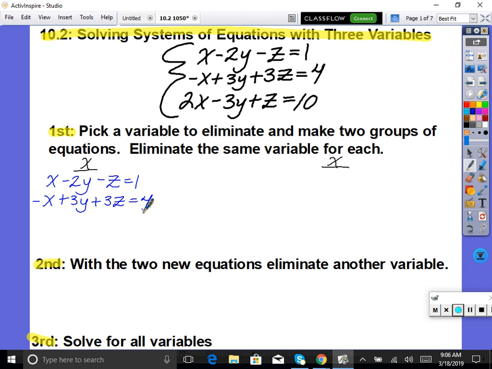All right, and then I'm gonna pick the middle and bottom, but it doesn't matter, right? It really, really does not matter. The only reason I'm choosing the top and middle and the middle and bottom is because they have opposite signs. But it would not matter if you didn't choose those two, if that makes sense.